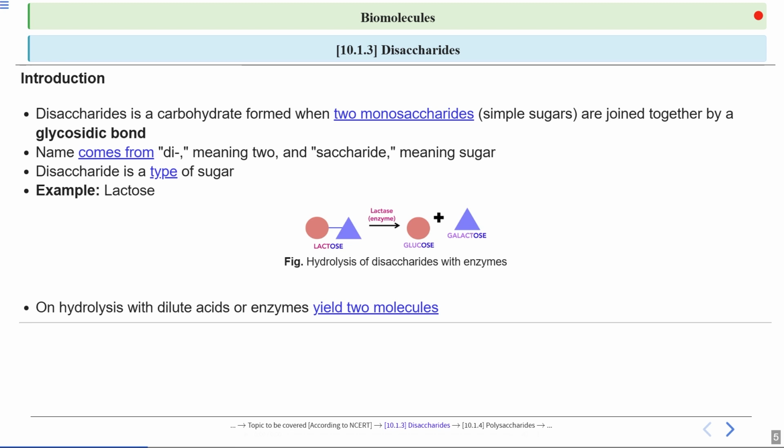So to sum up, I can say that when disaccharides are treated with dilute acids or enzymes, they break apart and yield two molecules of monosaccharides. This process is essential for our bodies to absorb and use the energy which is stored in these sugars.